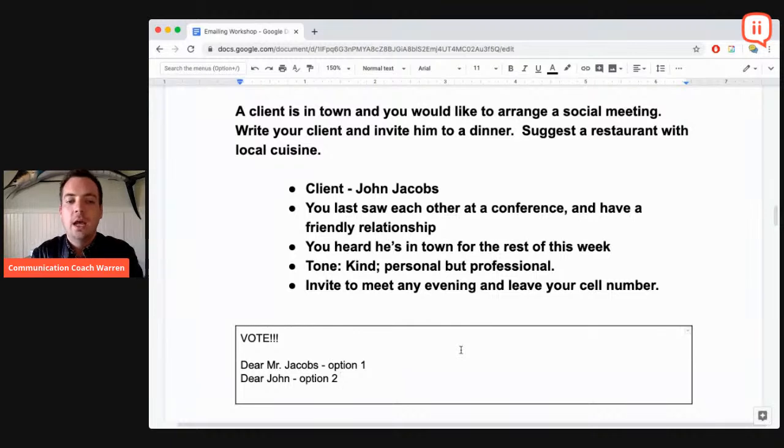We'll do a vote. Of course, remember, our relationship is friendly. However, we want to maintain a kind tone that's personal but professional. In the chat box now, vote either for option 1 or for option 2 to determine which is going to be better used. We'll take a tally of the votes visually and understand which option we want to do. So I see lots of people are voting for number 1. We've got a few people writing also for number 2.